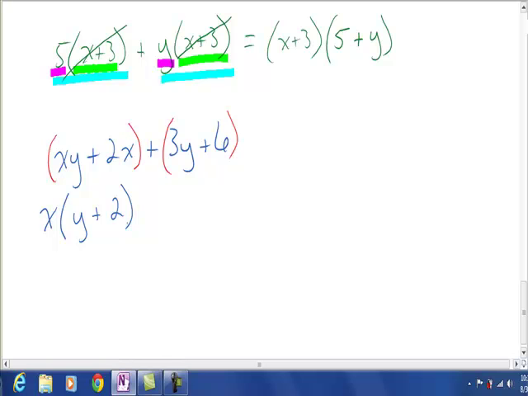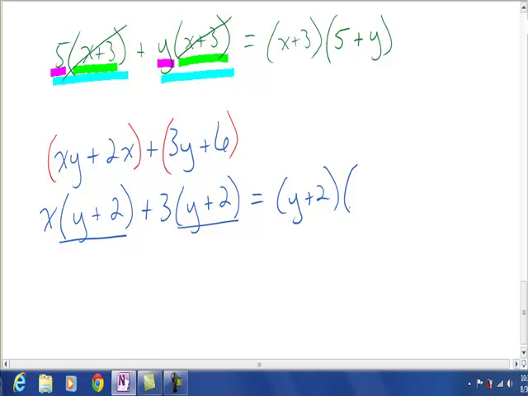Now, as you look at the second pair, we've got 3y plus 6. What can I factor out of 3y and 6? I can pull a 3 out. And what am I left with? y plus 2. And now notice this looks very similar to the problem right above it at this point, because now we have this y plus 2 showing up in both terms. So I can factor the y plus 2 out, and that gives me y plus 2 times what's left in the first term. All that's remaining is an x, and all that's remaining in the second term is a 3. So there's my final answer.